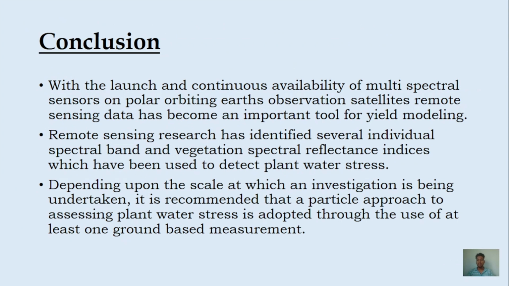Conclusion. With the launch and continuous availability of multispectral sensors on polar orbiting Earth observation satellites, remote sensing data has become an important tool for yield modeling. Remote sensing research has identified several individual spectral bands and vegetation spectral reflectance indices which have been used to detect plant water stress. Depending upon the scale at which an investigation is being undertaken, it is recommended that a practical approach to assessing plant water stress is adopted through the use of at least one ground-based measurement.